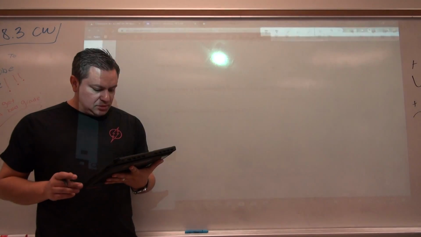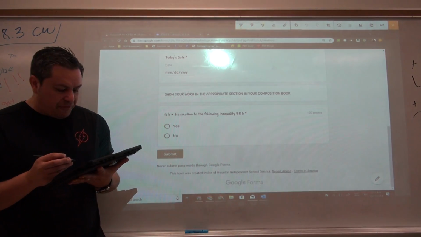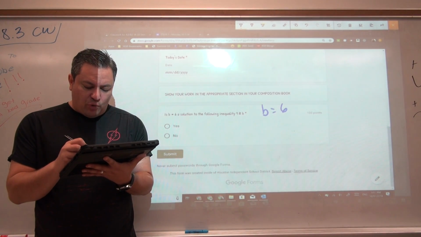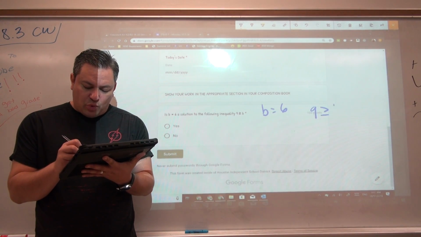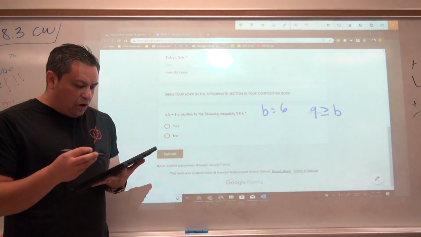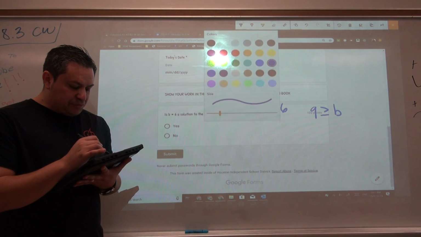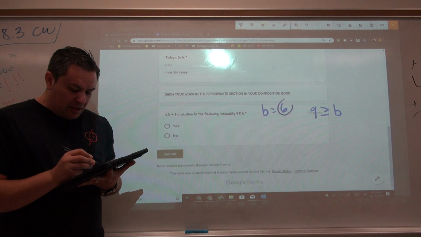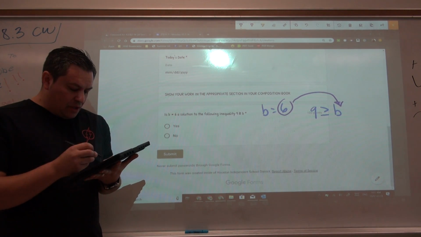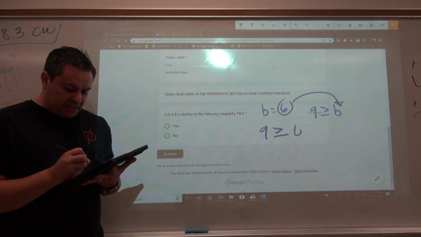And it says, is B equals to 6 a solution to the following inequality? So B equals to 6. Is that a solution for 9 is greater than or equal to B? So that's what they're asking. So really, all you have to do is put the 6 where the B is at. So we're going to put 6 right here, and we're going to rewrite it. So is 9 greater than or equal to 6?